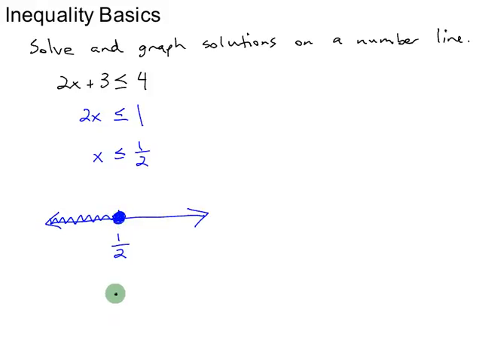Okay? So what we're graphing when we do this is all the values that x could be, whatever the variable is. This number line represents all the values that that variable could be to make this a true statement. If you plug in any number equal to 1/2 or any number less than 1/2 into the original inequality now, it would be a true statement. You could verify that on your own.